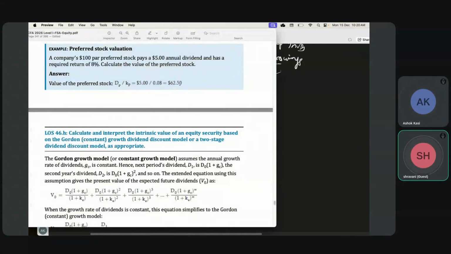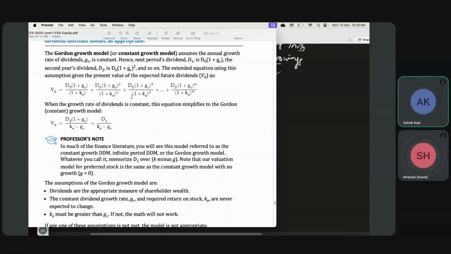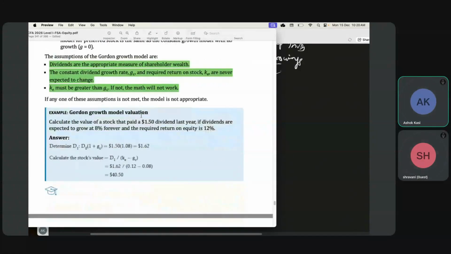Okay. Then Gordon growth model should be used when you expect constant growth. And you should know these 3 assumptions also. They may test theoretically possible. Okay, easy one only, based on the formula only. Because you can use Gordon growth only if they are paying dividends consistently, and dividend is growing at a constant rate.